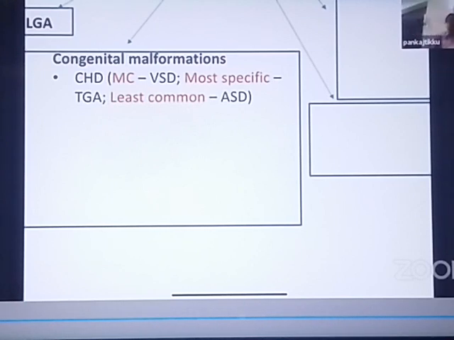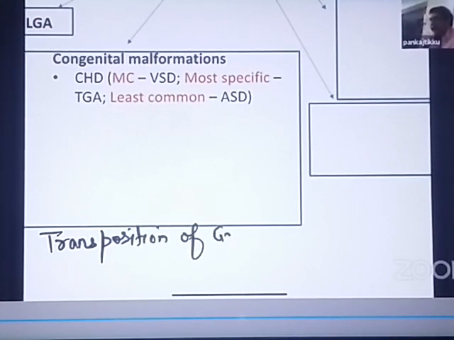Now they are not asking the most common complication. Which is the most specific complication in infants of diabetic mothers? Most specific congenital heart defect in infants of diabetic mothers. It is TGA. The full form of TGA is transposition of great arteries. What is the full form? Transposition of great arteries.